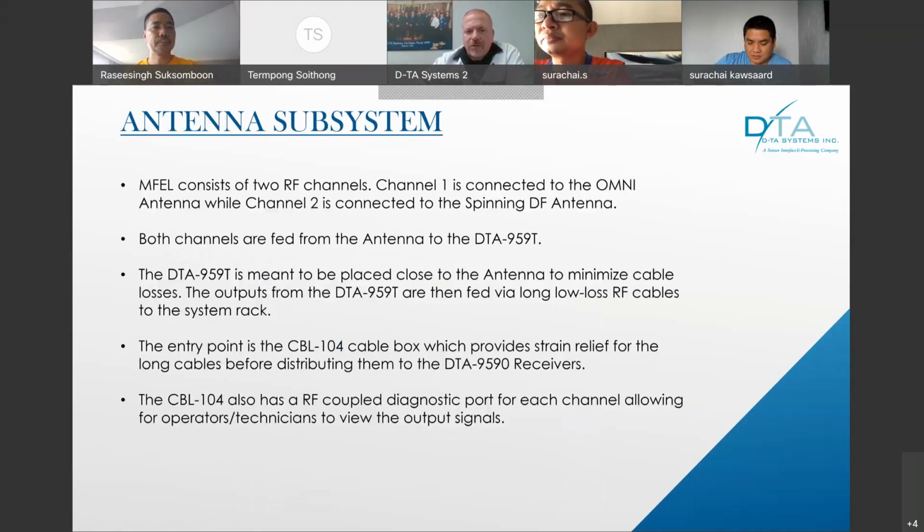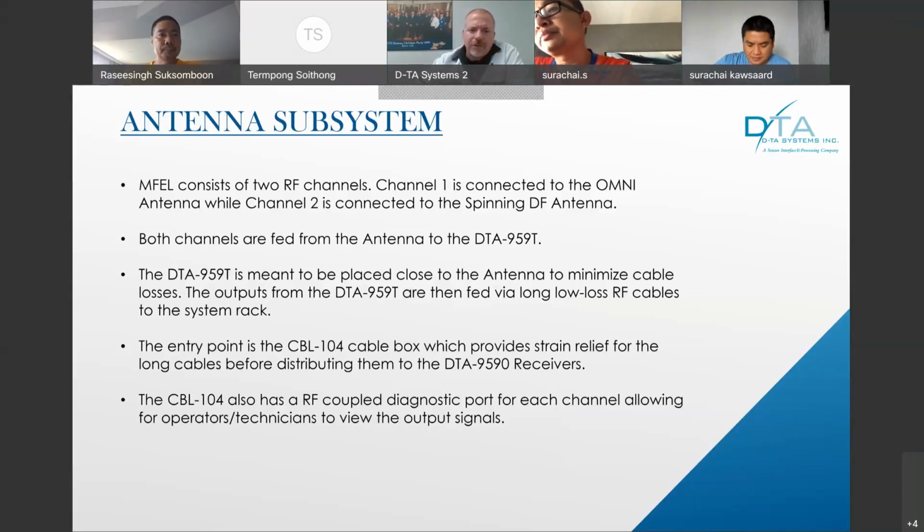MFEL is a 2-channel system. Channel 1 is connected to the Omni antenna. Channel 2 is connected to your spinning DF antenna. Both channels are fed from the antenna directly to the 959T for your RF signals. The DTA 959T should be placed as close to the bottom of the antenna as possible to minimize your cable losses.